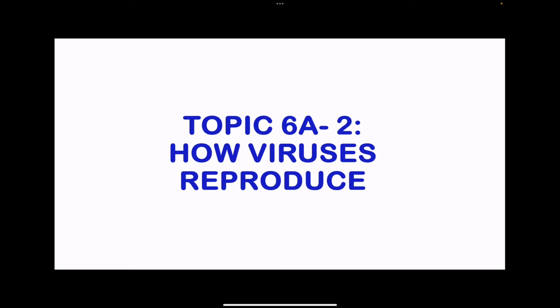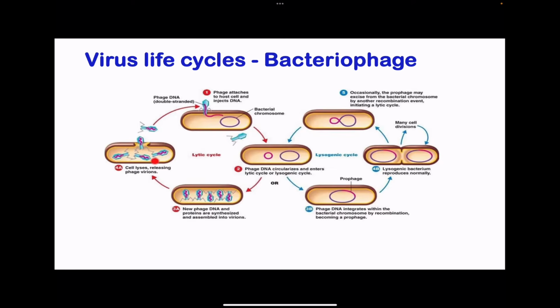Going to topic 6A2, how viruses reproduce. The viral life cycle can go through two pathways. There is the lytic pathway as well as the lysogenic pathway. Most DNA viruses do not cause disease immediately, so they will go through the lysogenic pathway. There are going to be repressor genes that make translation impossible. The virus is going to be said to be latent or in a period of lysogeny.